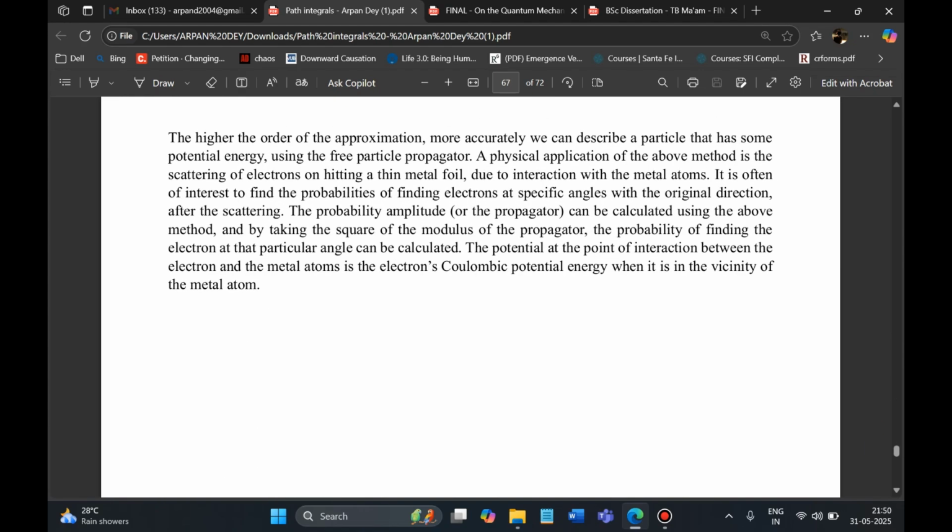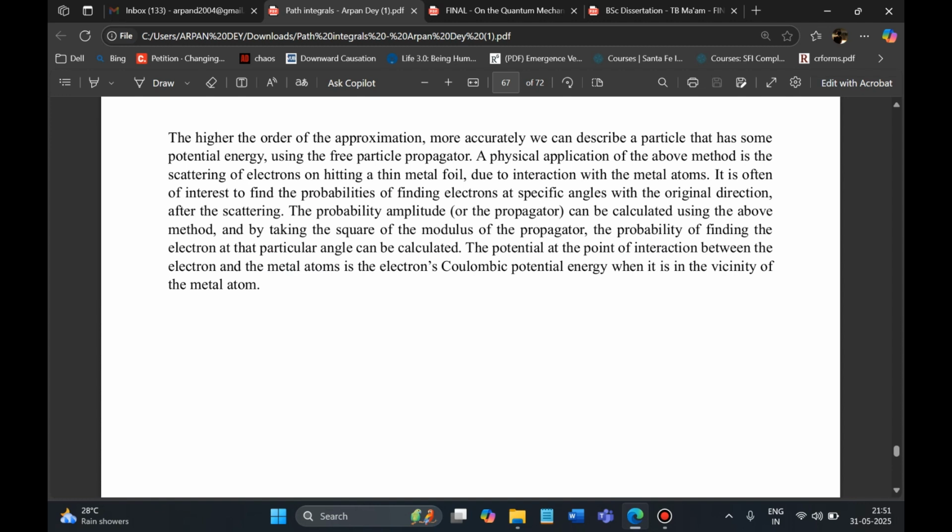You see, the higher the order, the more accurately we can describe a particle that has some potential energy using the free particle propagator. A physical application of the above method is the scattering of electrons on hitting a thin metal foil due to interaction with the metal atoms. It's often of interest to find the probabilities of finding electrons at specific angles with the original direction after the scattering. Of course we ask, what percentage of electrons are scattered by what angle, what's the distribution? Using this knowledge we can study the structure of atoms, nuclei, and so on. That's why we do scattering experiments, to study the internal structure. Even in high energy physics experiments, particle colliders and all, this is what we usually do. The study of scattering cross section, scattering phenomena, scattering amplitude is very important.